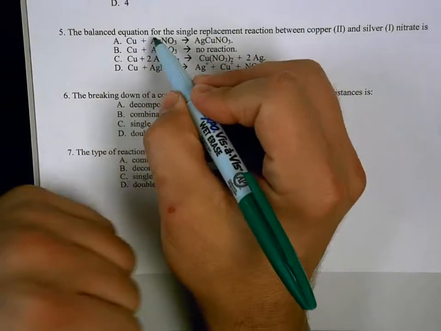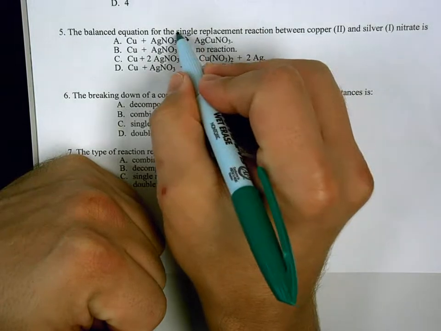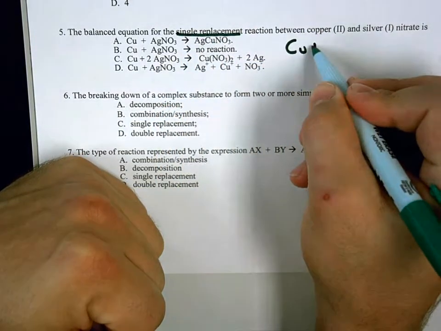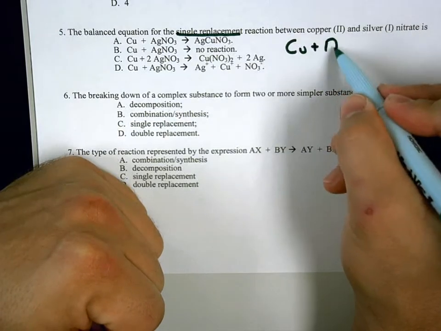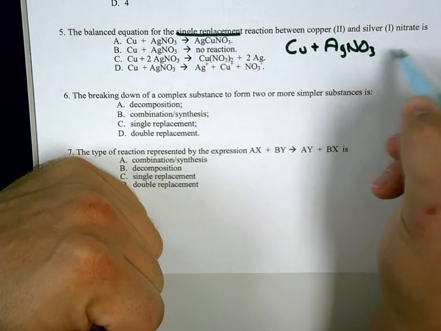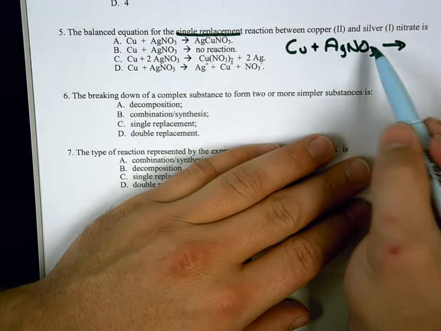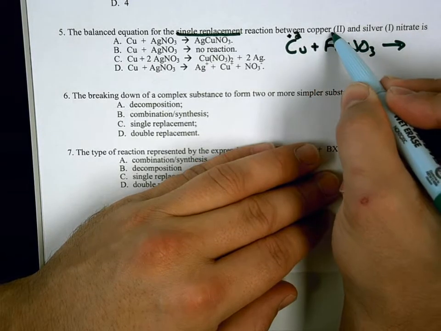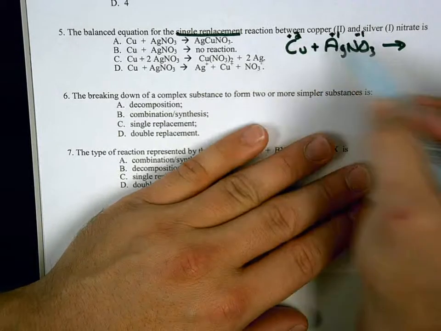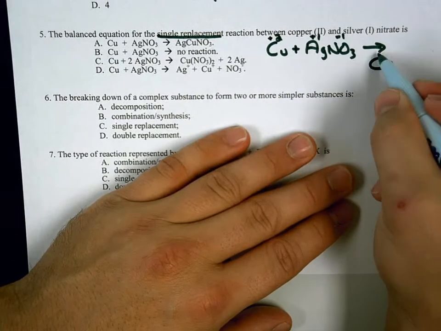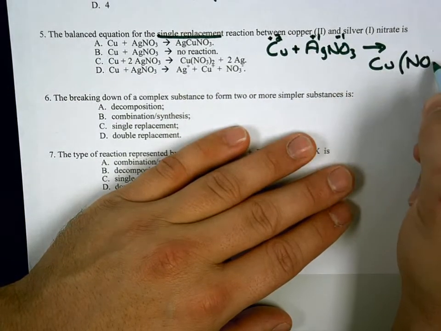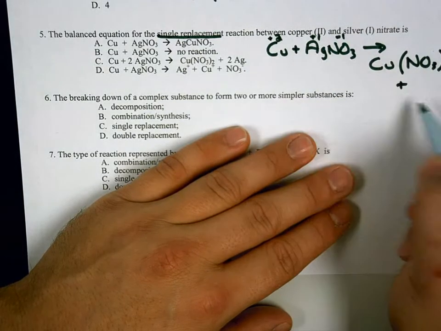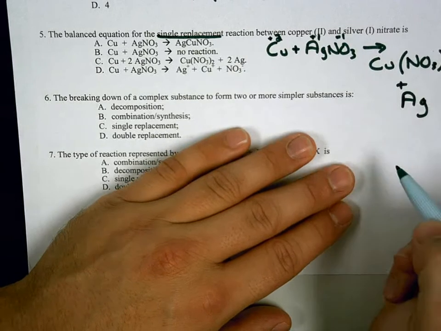Question 5. The balanced equation for the single replacement between copper, that'd be Cu, and silver nitrate, AgNO3, is, so it looks like the copper is going to switch places with the silver. Let's go ahead and write the charges here. So we're going to get Cu+2, NO3 -1. I think we're going to need 2 of the nitrates. And then the silver is going to get kicked out of the group.